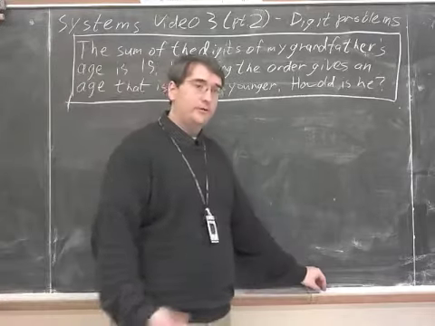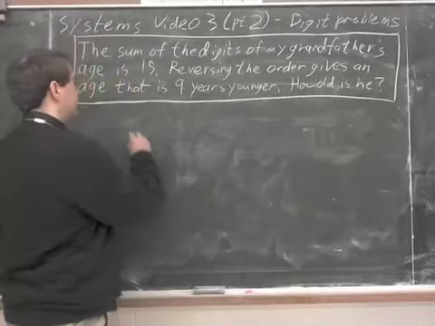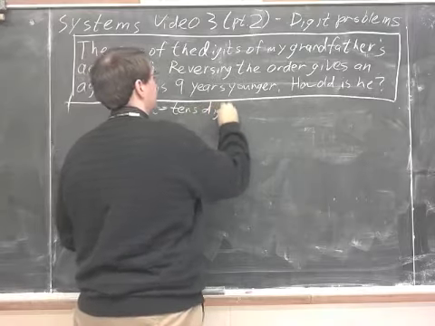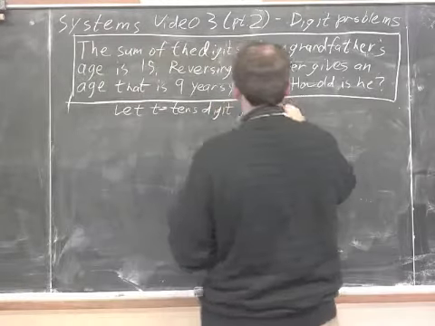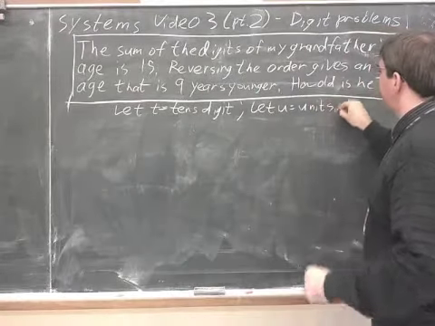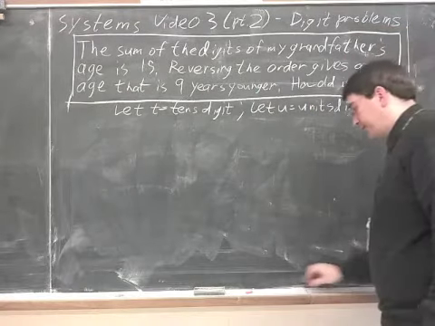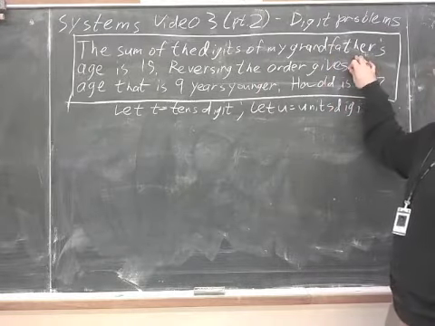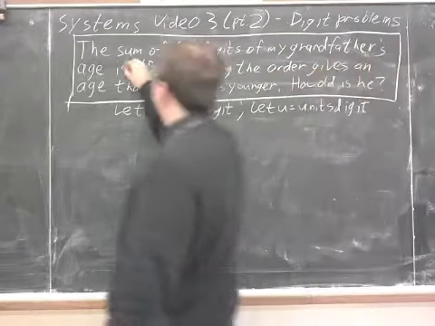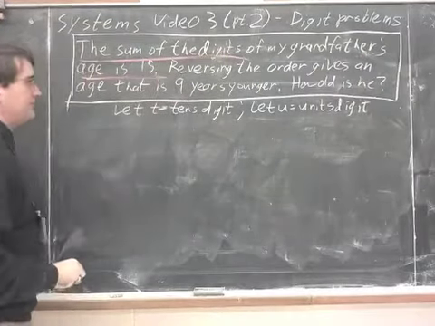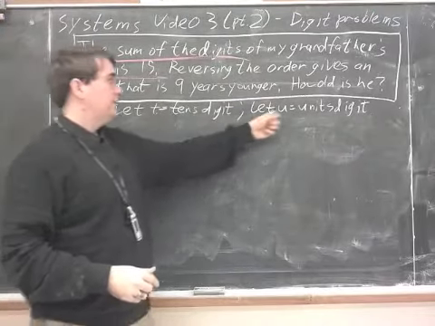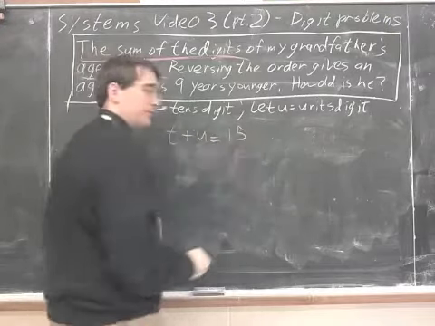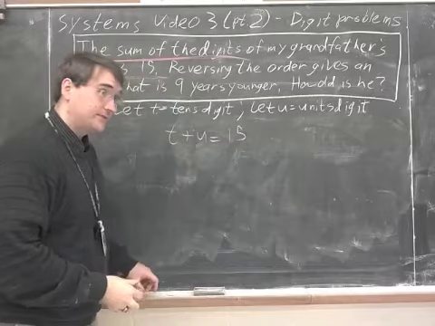So we're going to set this up using the ideas that we just talked about in the previous video. First, as before, we'll let t equal the tens digit. And we'll let u equal the units digit. Now, the first part of this is that the sum of the digits of his age is 15. So the sum of the digits, t plus u, equals 15. That's our first equation.